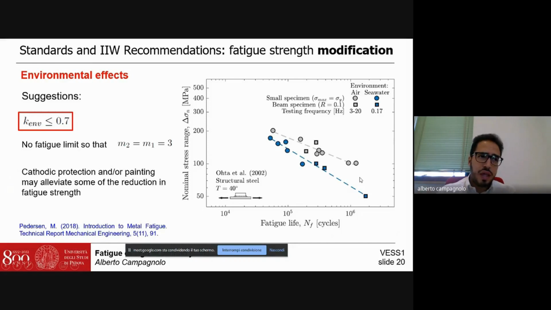on the time of exposure, the type of load, the frequency, so that standards suggest only to adopt a reduction factor which is lower than 0.7, and also they suggest to adopt no fatigue limit, so that also for constant amplitude loading they suggest to adopt a slope equal to 3, also after the knee point at 10 million cycles.